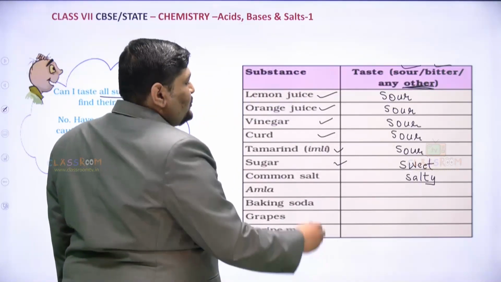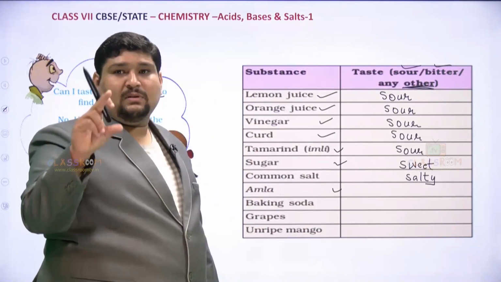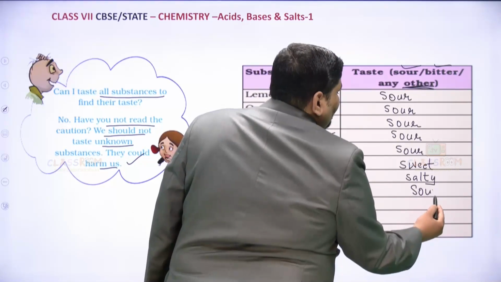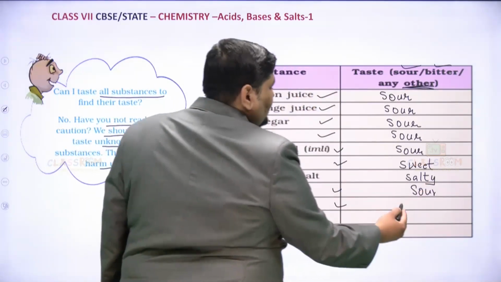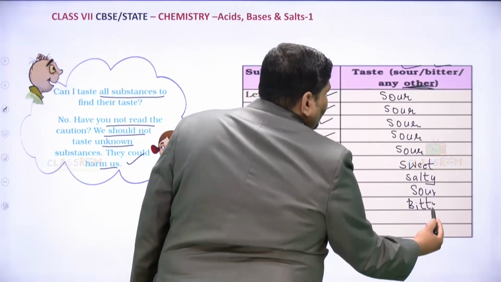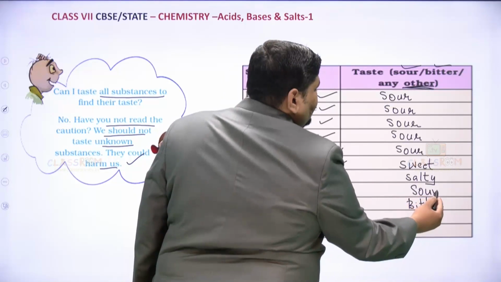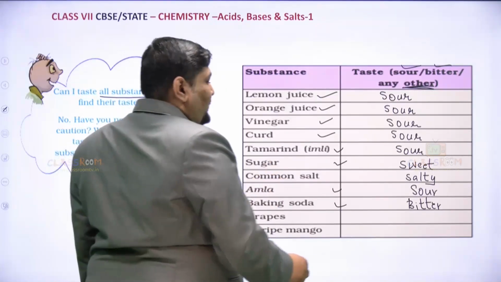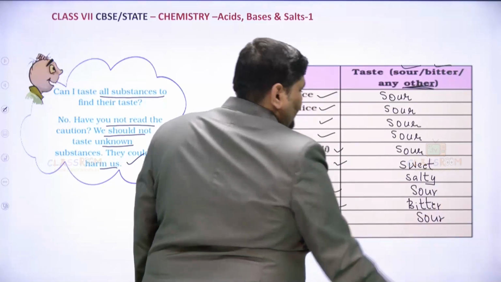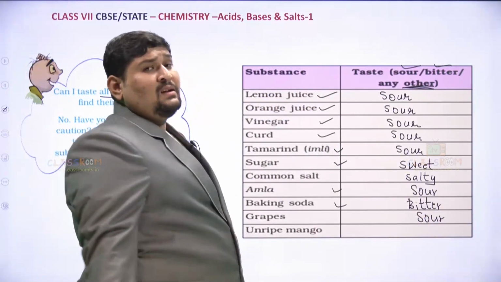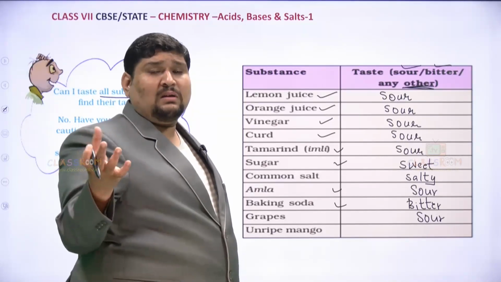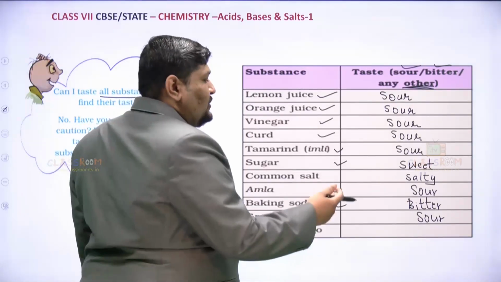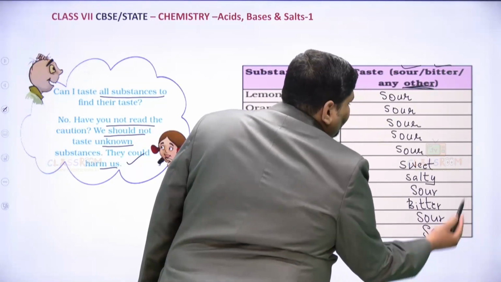Coming to amla, which is also a type of citrus fruit, it is also sour in taste. Coming to baking soda, as we discussed just now, it is found to be bitter in taste. Coming to grapes, you can find that grapes are also sour. Unripe mangoes, which we use for making pickles, are also sour in nature. Yes.